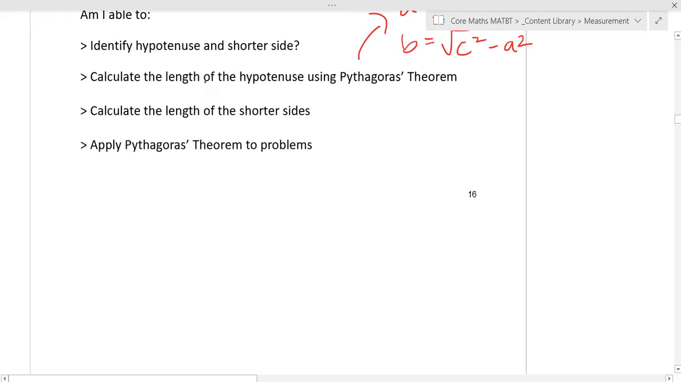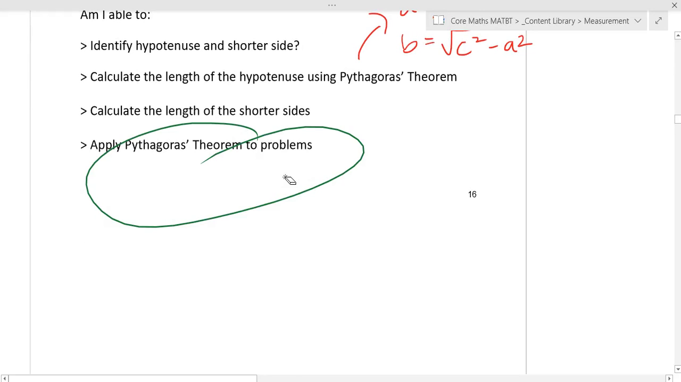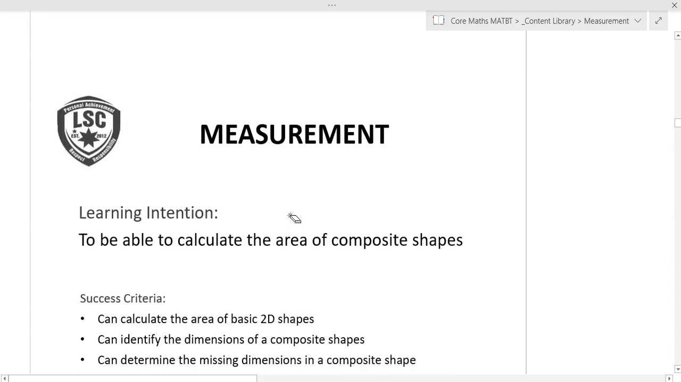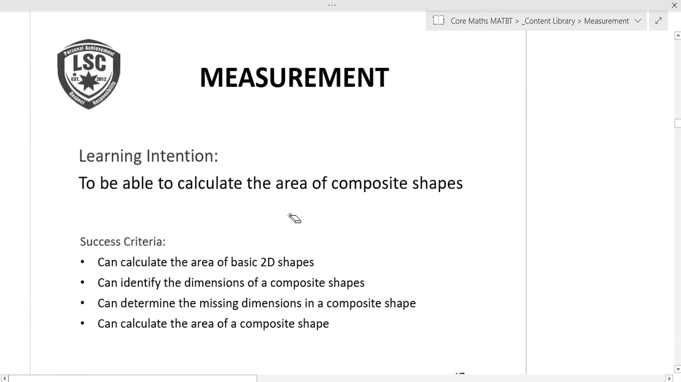And that's how we apply it into real-world problems, like I mentioned before. So today we're going to look into the meaty part of what measurement is all about. The intention for today is to be able to calculate the area of composite shapes. Does anyone know what composite means? Composite just means more than one, or two things put together, two random things stuck together.